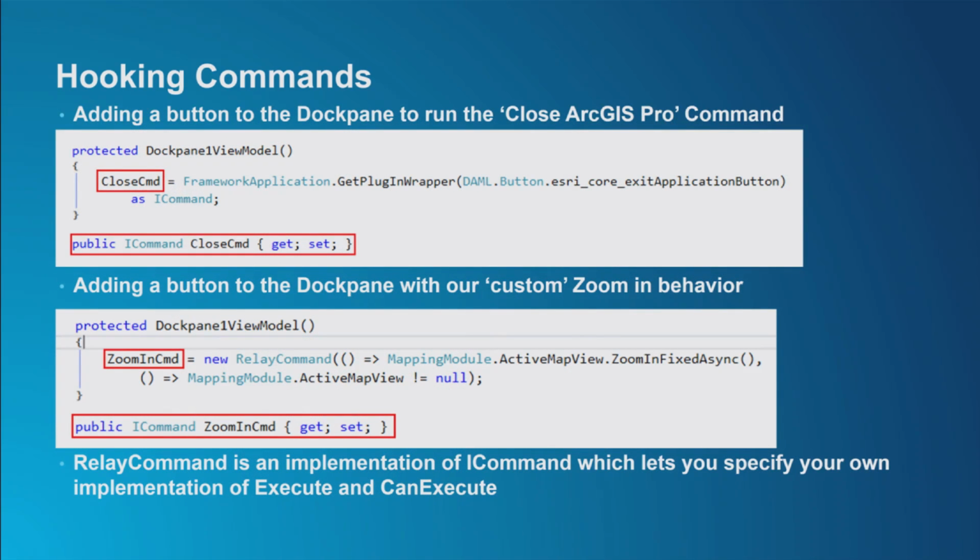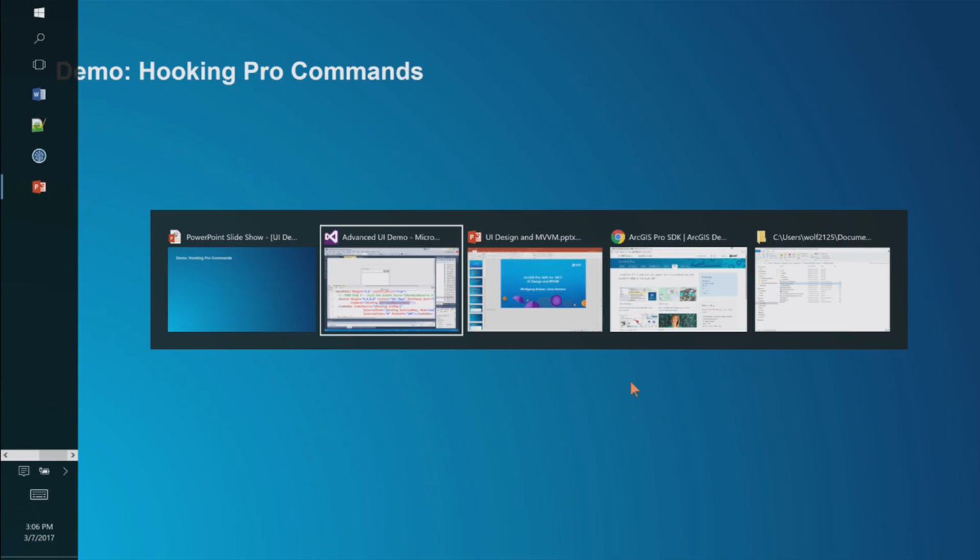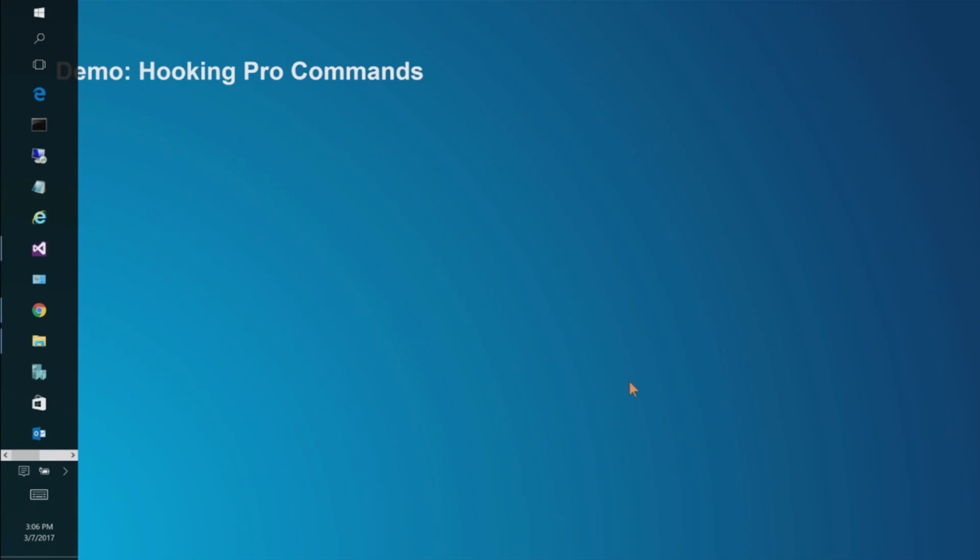So here are more ways how you can add a button to your doc pane. The example here shows you how to use the close ArcGIS Pro command and put it in your doc pane. And a little bit below you can see how you can do a fixed zoom in. RelayCommand is an implementation of ICommand, which lets you specify your own implementation of Execute and CanExecute. So if you want to override built-in functionality, then you can do that by using RelayCommand. So now let's take a look real quick at our sample.